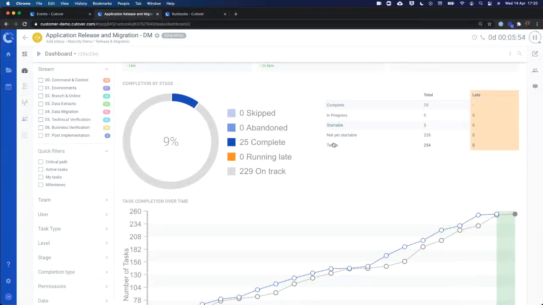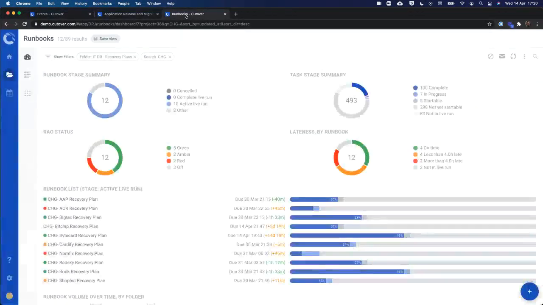So that is essentially Cutover in a nutshell. This is a single runbook that we've been focused on, and a single dashboard. But what happens when you're executing multiple runbooks or multiple releases happening at the same time? We also have the ability to view that in what we call the multi-runbook dashboard view. Here we've got multiple runbooks being executed. You can see how far along they are, and we're giving you that summary view for you to then drill in and find more detail.